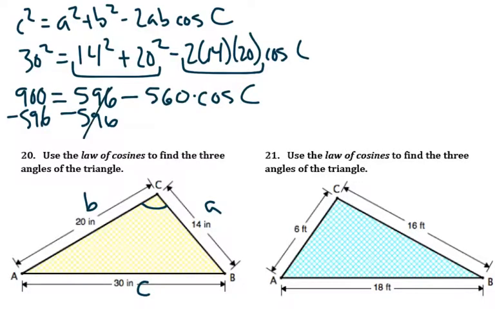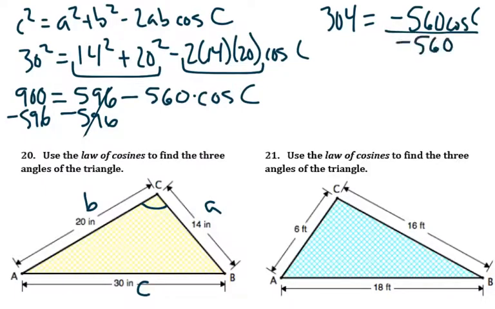So we end up with, on the right side, negative 560 cosine of C. You've got to imagine it if it was like 2 minus 3x. I can't go 2 minus 3 and then give me my x. That's what we're doing here. So 900 minus 596 gives me 304. So 304 equals that negative 560. So divide by negative 560. So now we could find that decimal.